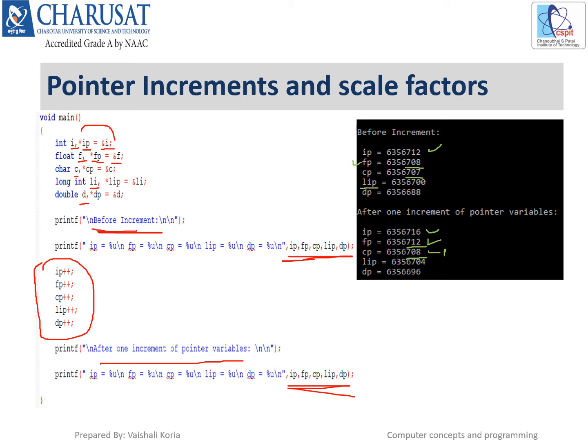LIP is a long integer. Initially the value is 700, and after one increment it is 704. DP is a double pointer, so initially it is 688 and after it is 696, so it is incremented by 8. So each pointer variable, after one increment, is incremented by the size of the data type that it points to.